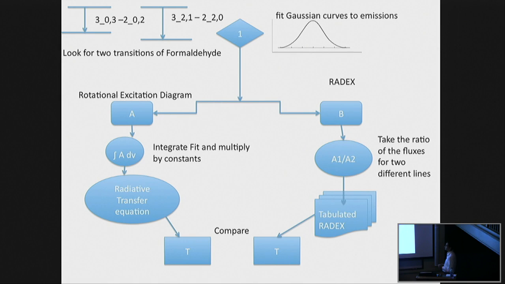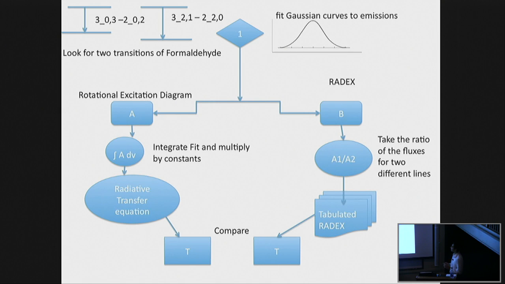One approach I use is what's known as a rotational energy diagram method. It basically uses radiative transfer and excitation temperatures derived from the Planck function in order to find line populations of the formaldehyde gas in these clouds. What you do here is take the fits up here, integrate the fit, and multiply that by certain constants related to the transitions I'm looking at. And eventually I'll get to temperature that way.